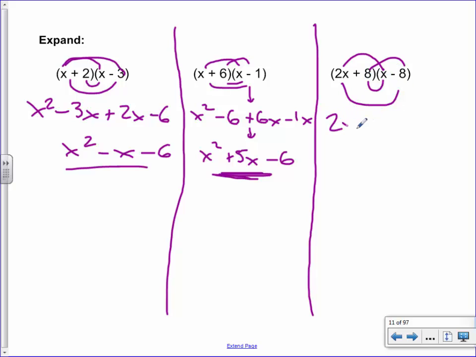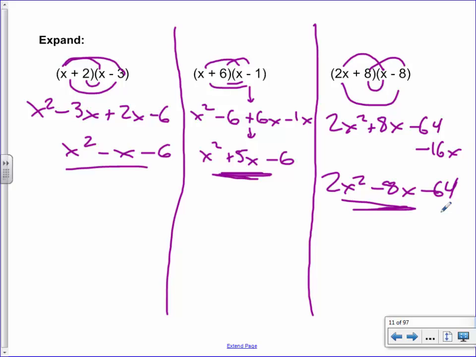So at some point you should have a 2x squared. You should have an 8x. You should have a minus 64. Which one did I miss? Minus 16x. Again, I don't really care which order those 4 terms go in. Pick your own order, whichever one works for you. Just make sure you put them together at the end. So the 2 that go together, the 8 and the 16. So it looks like you should have 2x squared minus 8x minus 64. That makes sense?